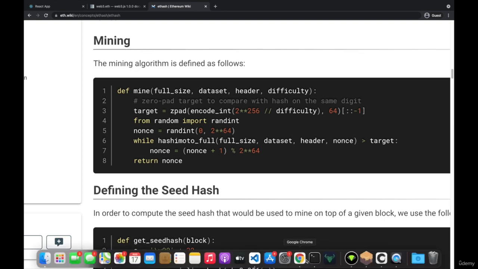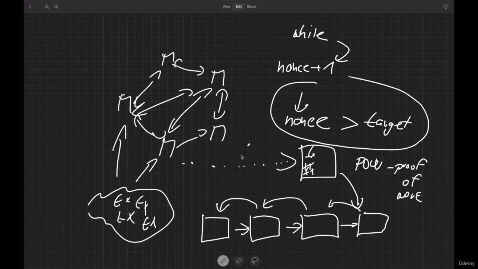Okay, so let me find this here. So basically what we are looking for, if it will allow me to write, because it's still loading.